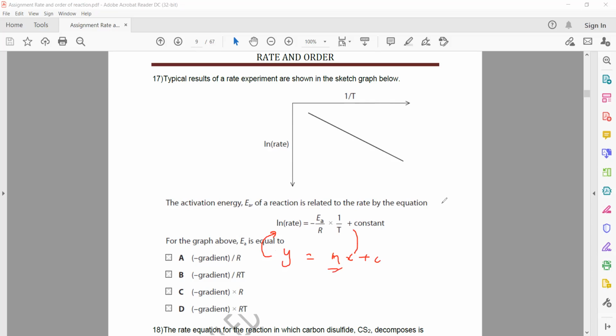So our gradient will be minus E over R. But we need EA, so it will be gradient times R is equal to minus EA. Or because we need EA, we can say EA is equal to minus gradient into R. What is the right answer? C.